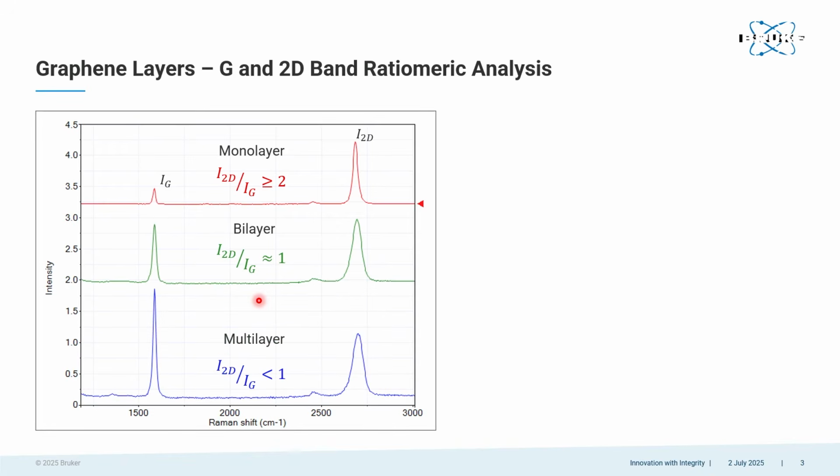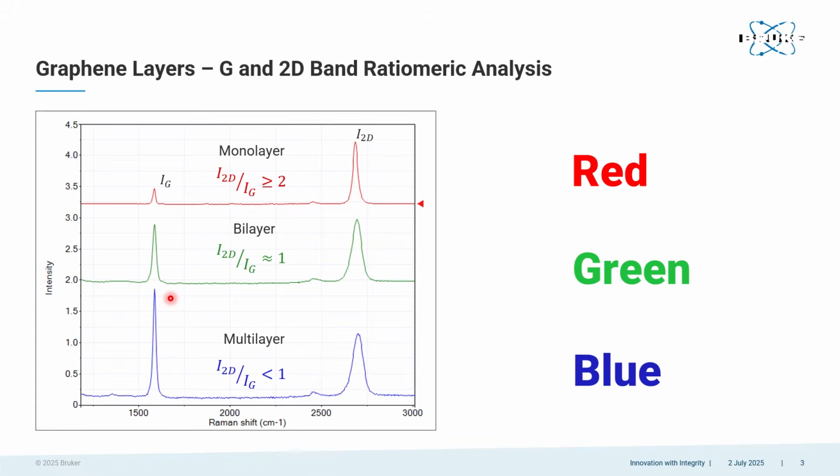That way, you can easily color code your Raman image by creating this ratio and looking at what values correspond to a certain color. So in that way, you can say everything that is higher than 2 becomes red, everything that's around 1 will be green, and everything below 1 will be blue. And you will have these three colors in your Raman image, and with that you can see how many layers you have in what position.